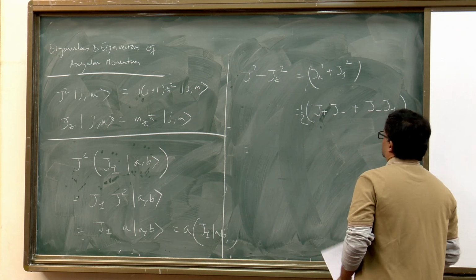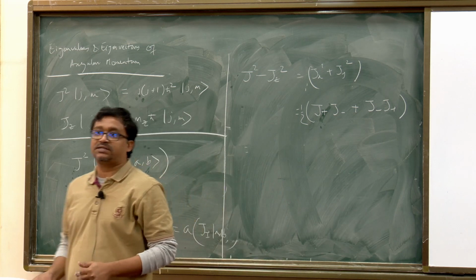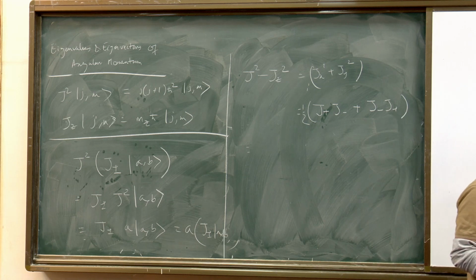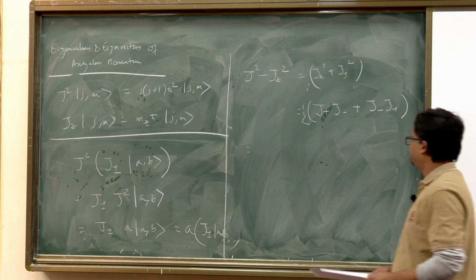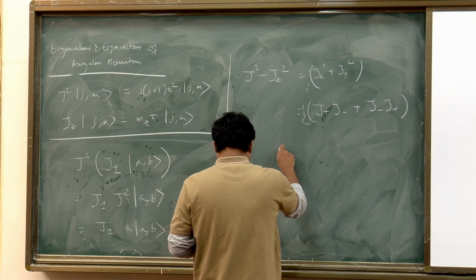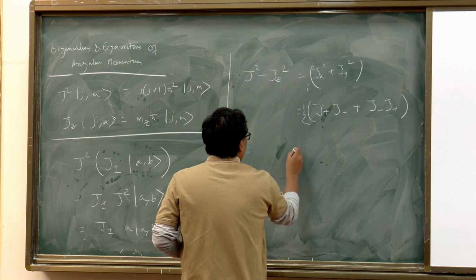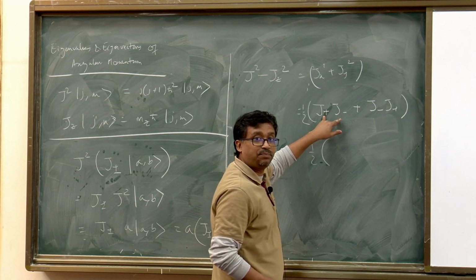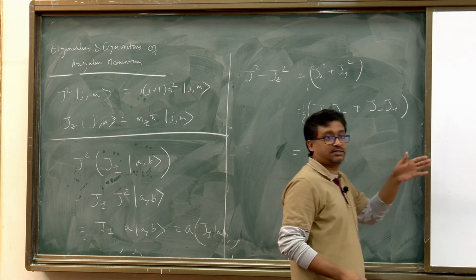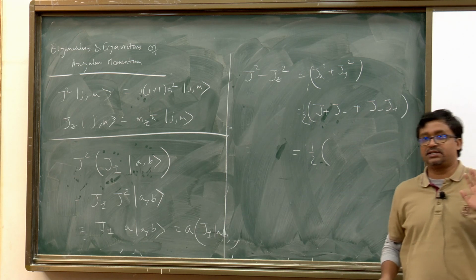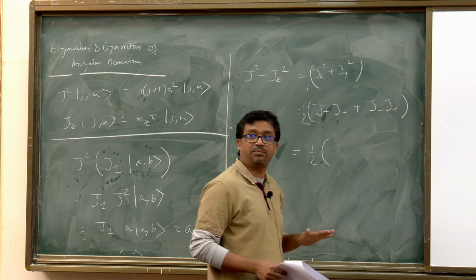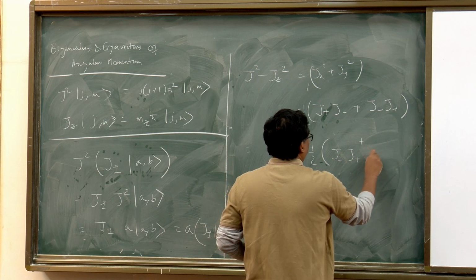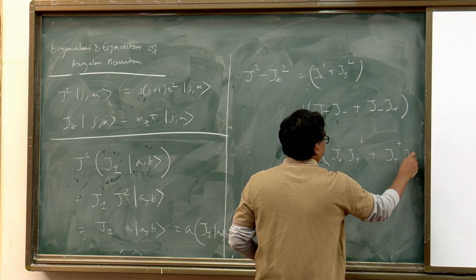Yeah. You just work it out: j plus is jx plus i jy and j minus is jx minus i jy. You take the product, the square product, and you will see that it is plus minus half of this. Now we also know that j minus is actually the dagger of j plus. Because one is jx plus i jy, you take the dagger, you just change the sign, because jx and jy are Hermitian operators. So this is equal to j plus dagger j plus.